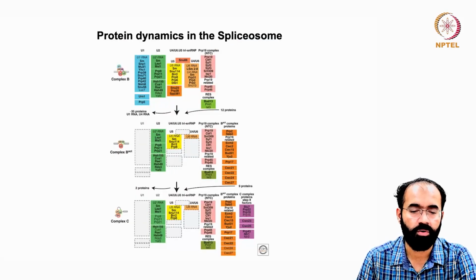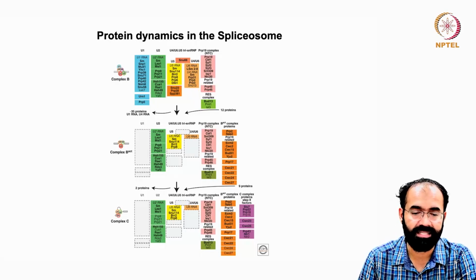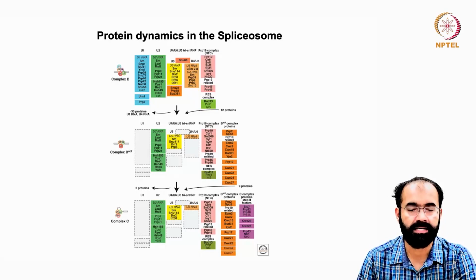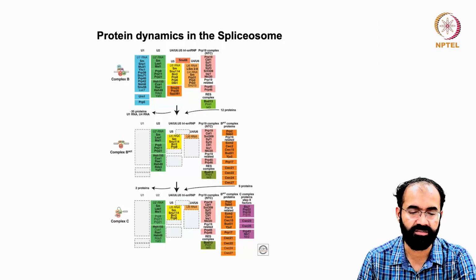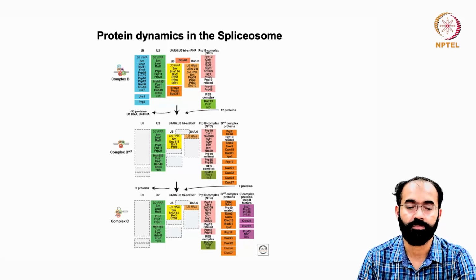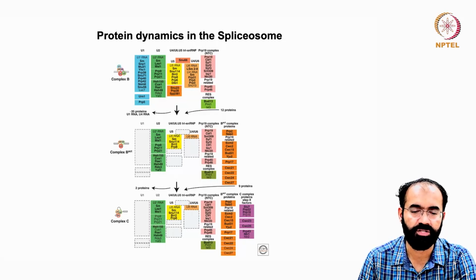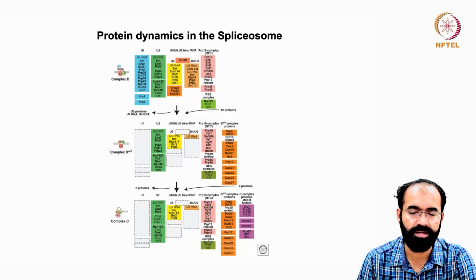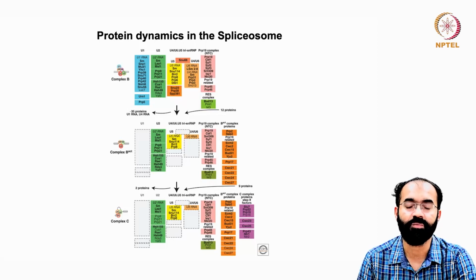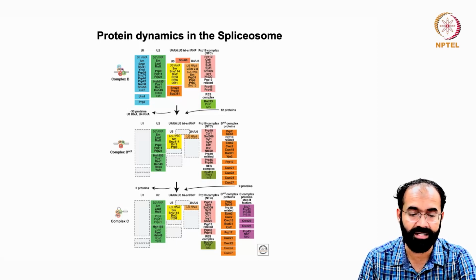Let us see more about the protein dynamics in the spliceosome. This may look like a little complex slide, so don't worry about it. The purpose of showing this is to show how many proteins are associated with different snRNAs at various stages of splicing. Each box shown is an individual protein that is associated. Some of them are temporary associations, some are permanent.